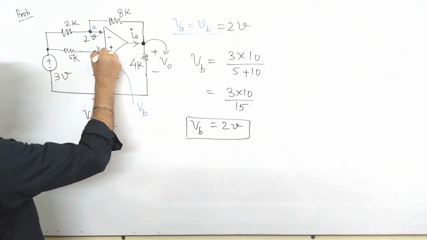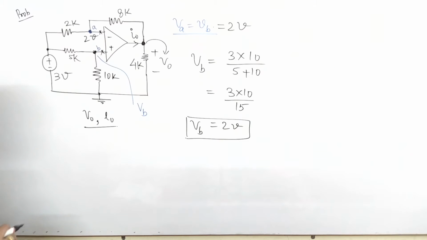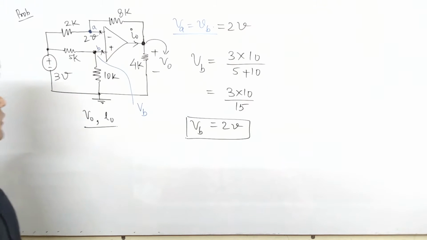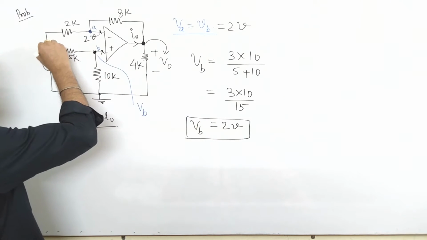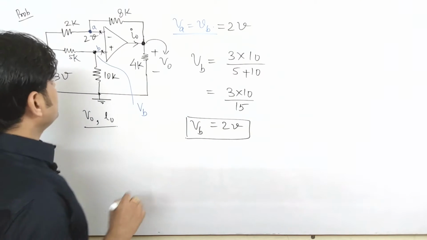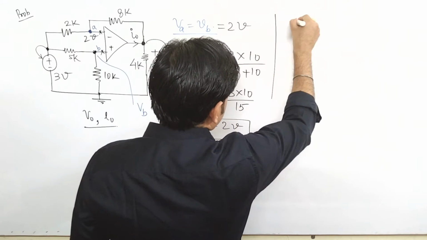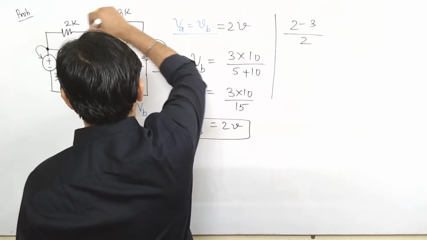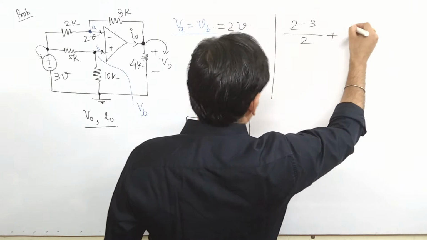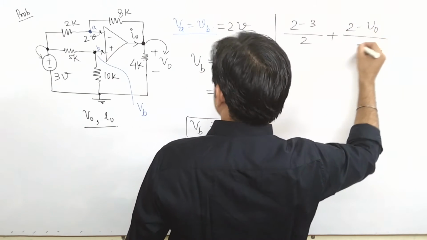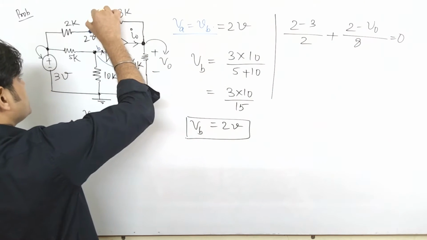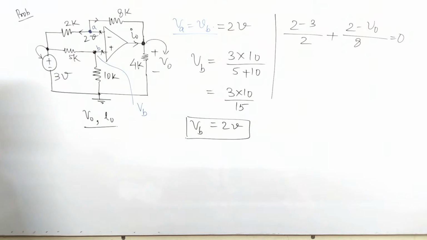Now can you find the value of V0 just by applying KCL? As I said, no current will enter here. Just keep in your mind, no current will enter here. So by applying KCL at node A, we can find the value of V0. How? Please see. This potential is 3 volt. So that comes to be (2 minus 3) divided by 2 kilo ohm, that is the current which is flowing here, plus (2 minus V0) divided by 8, that is equal to 0, the current which is flowing here. So these two currents we have considered.